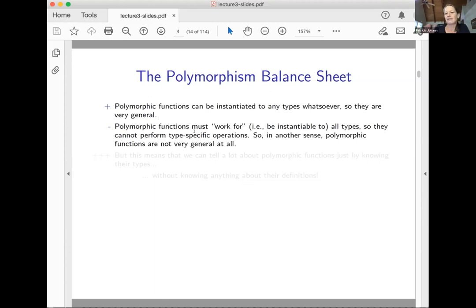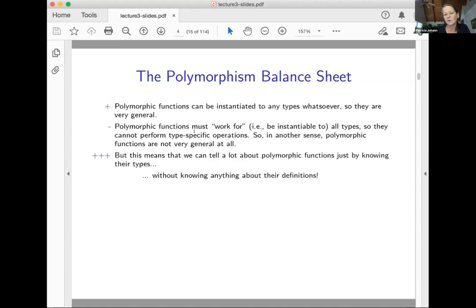But this last thing means that there are constraints on the types, on the kinds of functions that you can have. These polymorphic types put constraints on the functions. And what it means is that you can actually tell a lot about polymorphic functions just by knowing their types and without knowing anything at all about their definitions. Okay, so maybe that's a little bit surprising, or maybe it's something very familiar. I know that there are a whole bunch of people here and everybody has a different kind of background, but this is the key observation. So all we're gonna try and do with parametricity is just make this really precise.